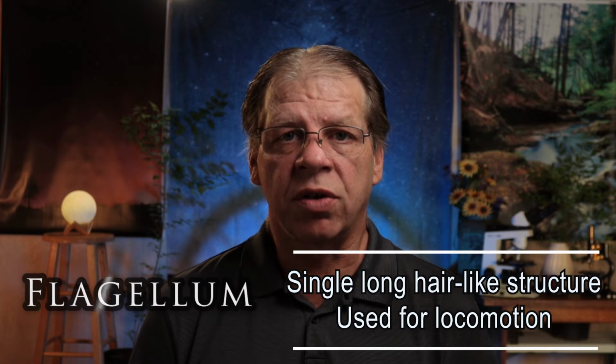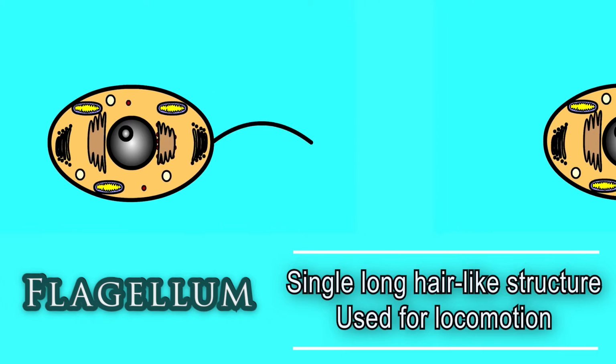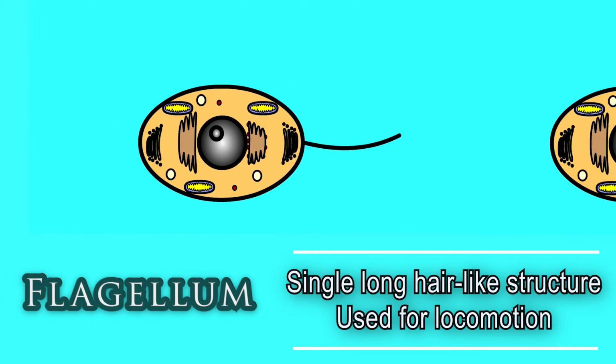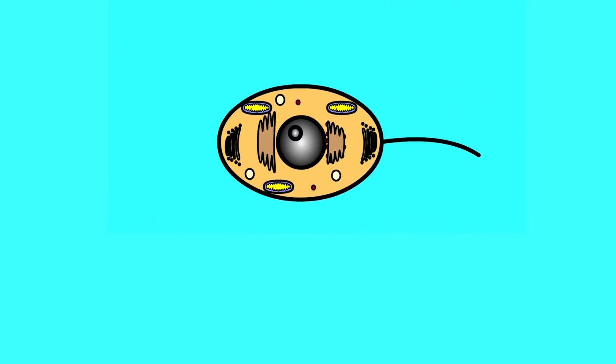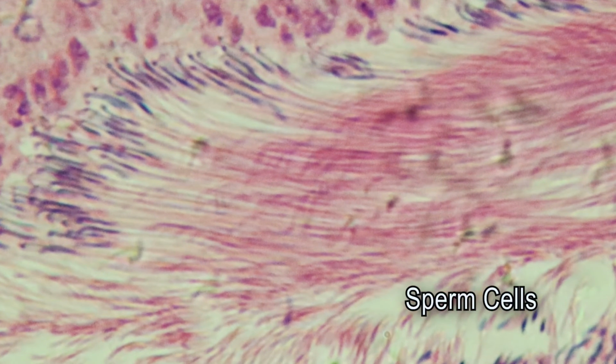A flagellum is a single hair-like structure used for locomotion. Some unicellular organisms have a flagellum. They wave their flagella back and forth, kind of like a fish's tail, and this propels them through the water. The only human cell that has a flagellum is a sperm cell.